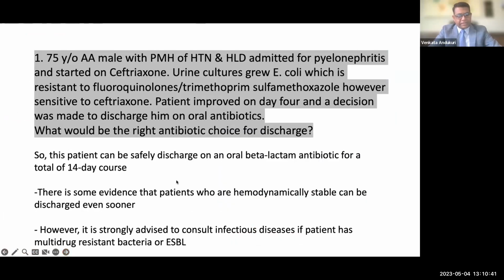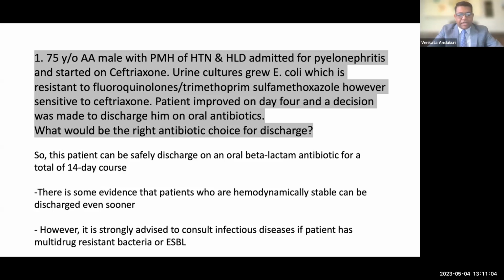So the answer is this patient can safely be discharged on an oral beta-lactam antibiotic for a total of 14-day course because there's no difference as such. So it's safe to do so. There is some evidence that patients who are hemodynamically stable can be discharged even sooner. So remember, in this case, it was at least 4 or 5 days. So we can possibly discharge after 3 days of IV antibiotics.